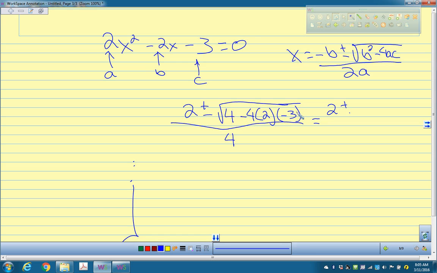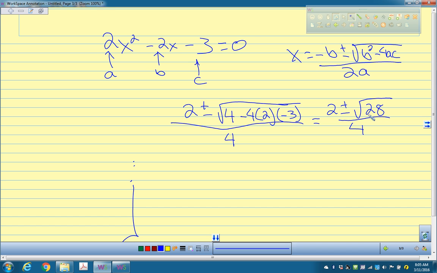This gives you 2 plus or minus, it's a minus a minus. So you get 4 times 2 is 8, times 3 makes 24, and it's a minus minus, which makes a plus, right? So you get the square root of 28 divided by 4. My answer, that's okay, but it's better to simplify.